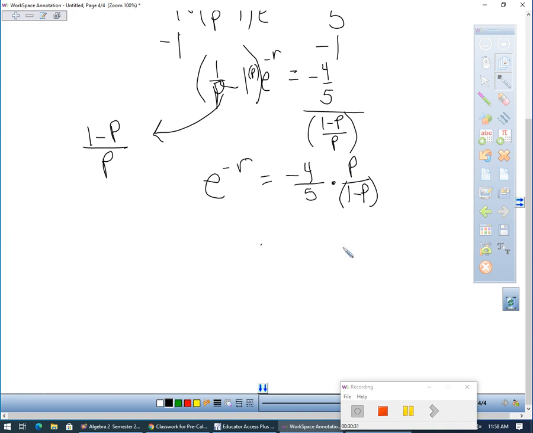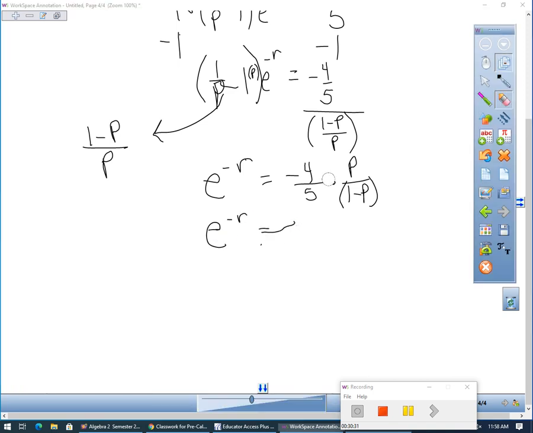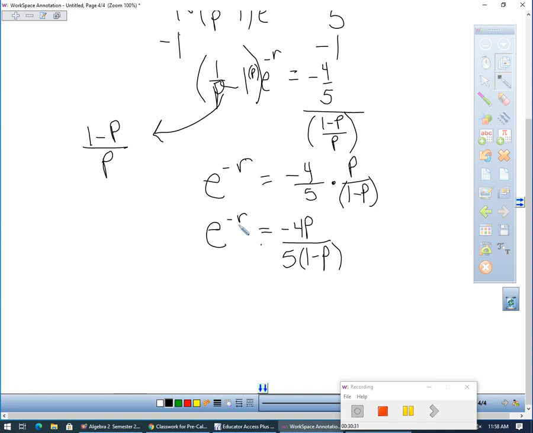Alright, so let's rewrite that. We have e to the negative r equals negative 4p over 5 times 1 minus p. We're getting close. We still have this negative r, though. So the next thing we have to do is when you have a negative exponent, what does e do? It moves it to the bottom. So really this is 1 over e to the r.